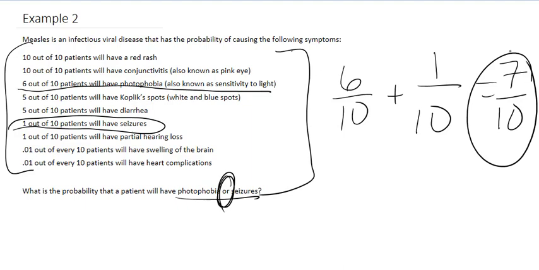So when finding a compound event, you will need an "or" or an "and" statement. And for the "or" statements, you'll add the probabilities together. And for the "and" statements, you will multiply the probabilities together.